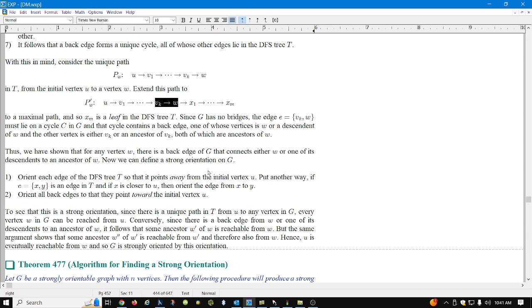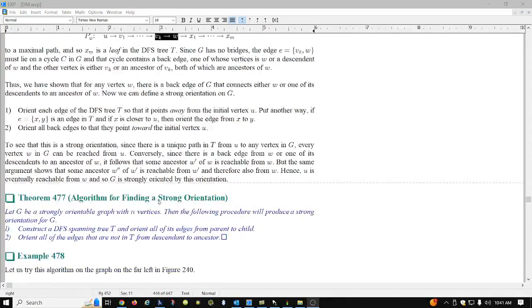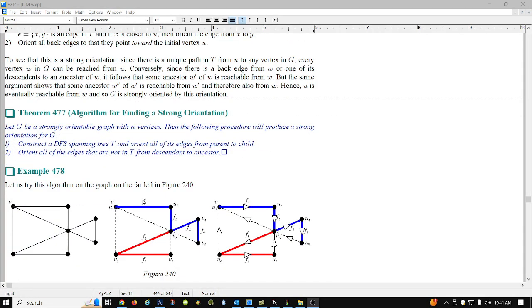Well, once you get from W to an ancestor of W, you can do the same thing for the ancestor, back up to one of its ancestors. Eventually, you will back up all the way to U. So any vertex W will reach U. And that's how we go the other direction, and we get a strong orientation. Okay. We're almost done. Here's the algorithm then.